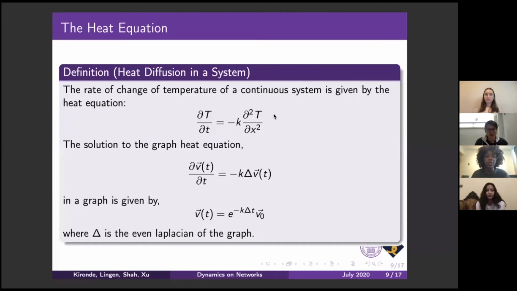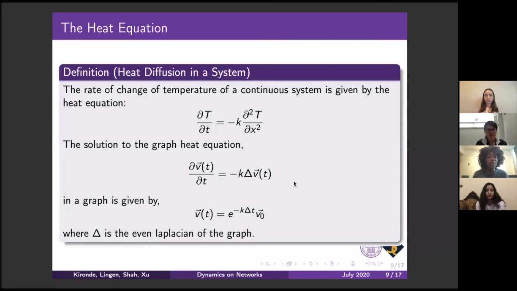Imagine that you have hot tea in a cup. What would happen if you left that cup alone for 30 minutes? It would cool, right? This happens because of the diffusion of heat in a system. Continuously, it can be modeled using the heat equation. This equation states that the rate of change of temperature is directly proportional to the second partial derivative of the change in temperature with respect to position. It can also be expressed linearly using the Laplacian as shown.